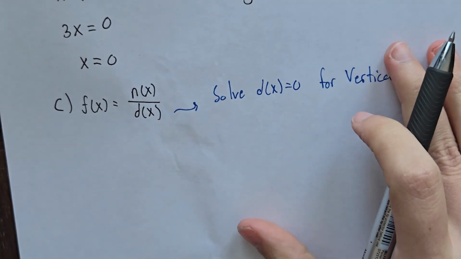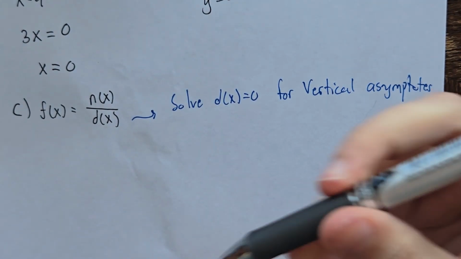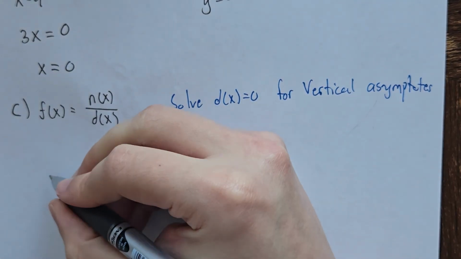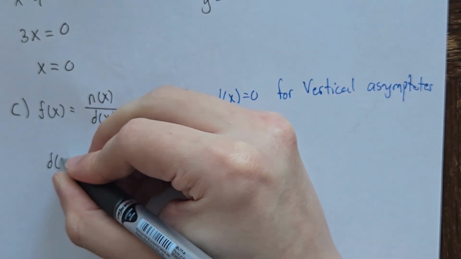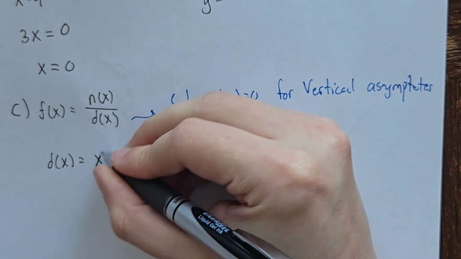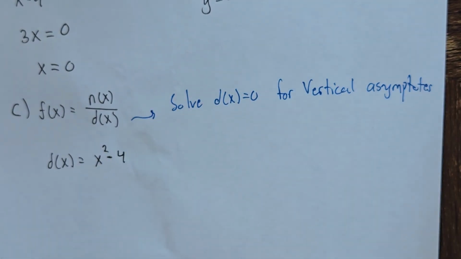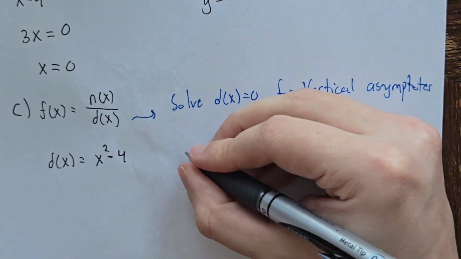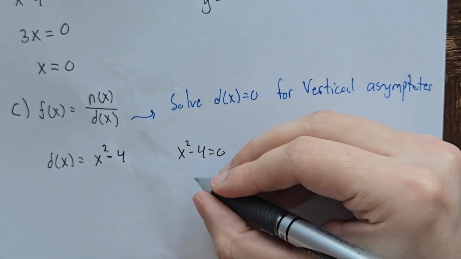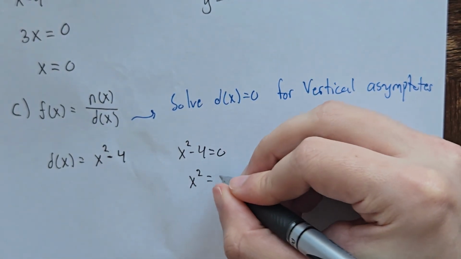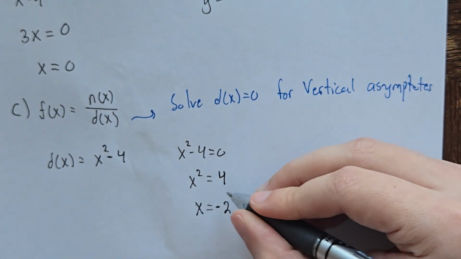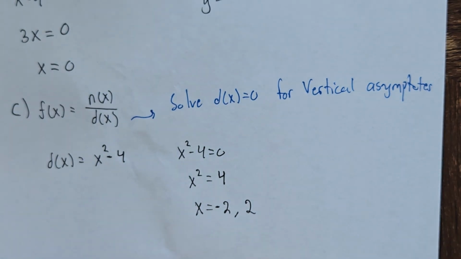Okay, so since we're looking at solving for vertical asymptotes, we can say d of x is equal to x squared minus 4. That's what we said was the denominator piece, and we just need to set this equal to 0. So x squared minus 4 is equal to 0. Whenever we solve this, like we did for the domain, we basically do the same thing. So add 4 to both sides, take the square root, and we saw that x has got to be equal to either negative 2 or positive 2, right?